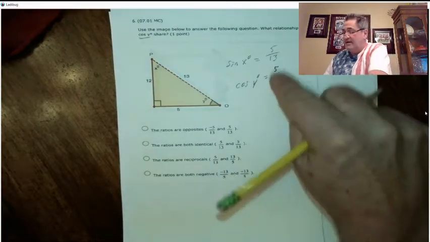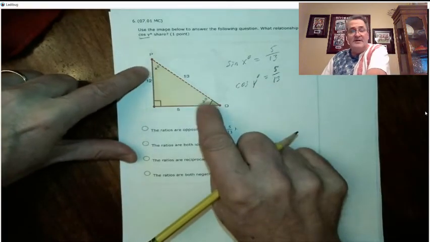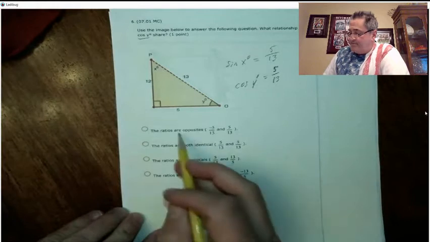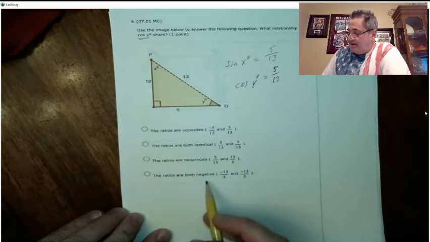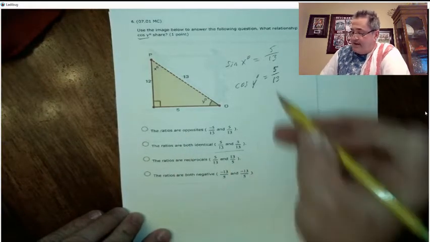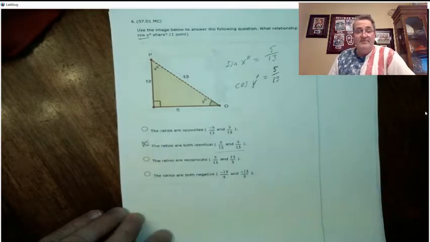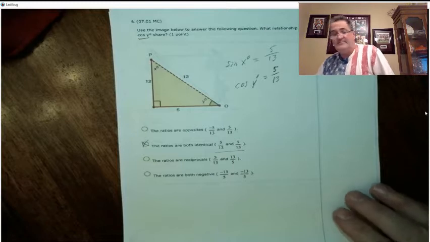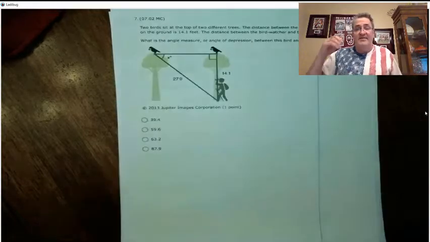They're the same because these two angles have to add up to 90 degrees. They're in the same triangle. They're complementary, so the ratios are opposites, identical. So they are both identical. They're both 5/13. We just calculated that. The ratios are both 5/13. All right, good point to understand there.